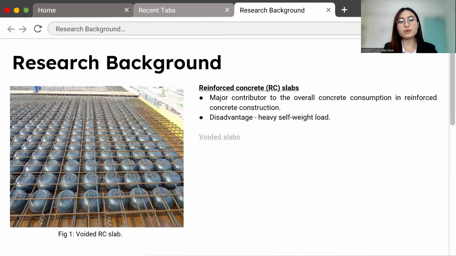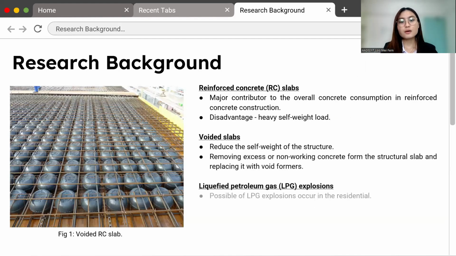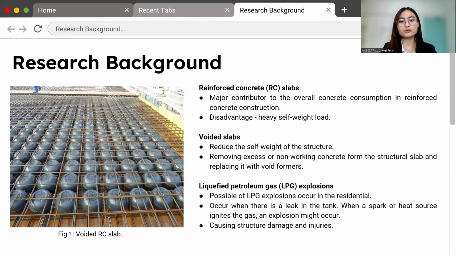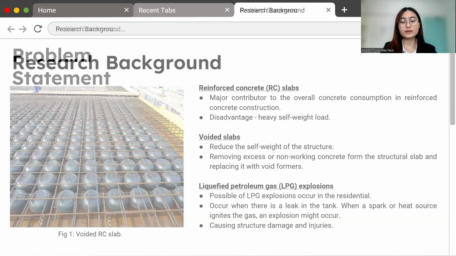Reinforced concrete slabs are widely used in construction, but their heavy self-weight presents a drawback. To address this, voided slabs remove excess concrete and replace it with void formers. The residential structure typically does not consider the blast load. However, there is potential for LPG explosion in residential areas, causing structural damage and injuries.